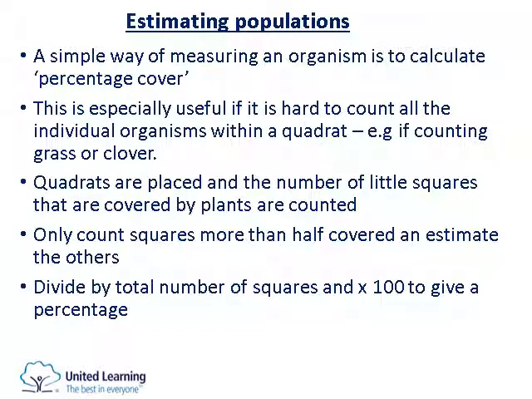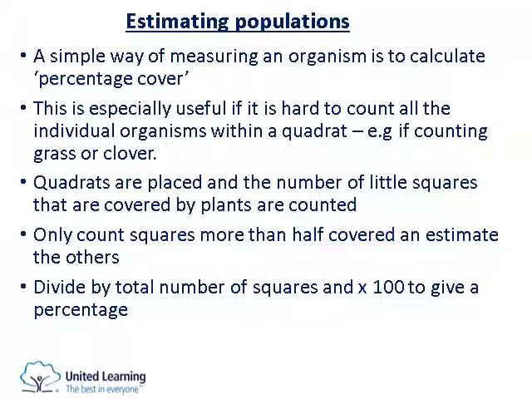So last lesson we talked about estimating populations in terms of just counting up the number of individuals within a quadrat, but another way that you can do it is something called percentage cover. If you're talking about a population of grass, for example, it'd be really difficult to count each bit of grass effectively. So what you can do instead is work out the percentage cover, and it would save you a lot of time instead of counting the number of sprigs of grass, the number of clovers in a given area.